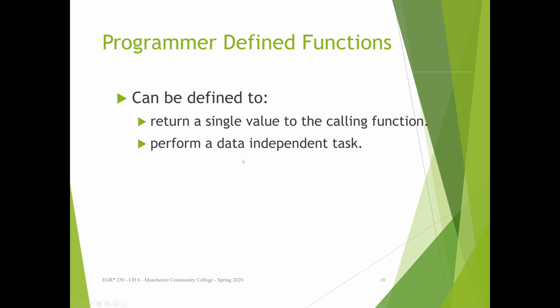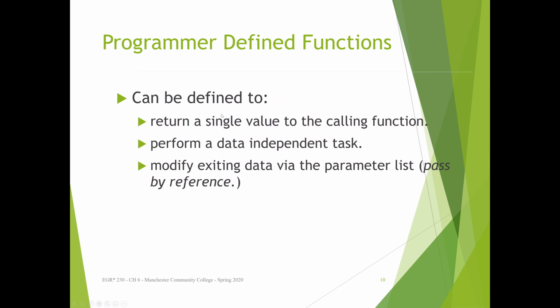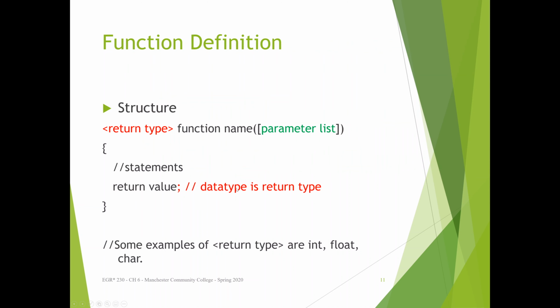Okay, so what can you do? You can return a single value if you want to the calling function. You can perform some data independent task. You can modify some existing data if you want to. So the basic structure, you have your return type, function name, and then the so-called parameter list, because you can pass more than one thing in there if you want. This is the return value or the data type of that. Here are some return types: integer, float, character, double, boolean. Those are standard ones that are used.